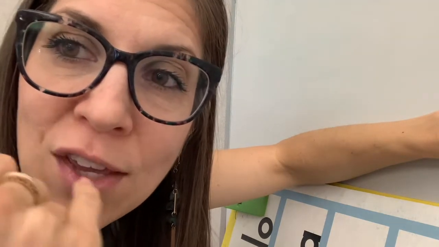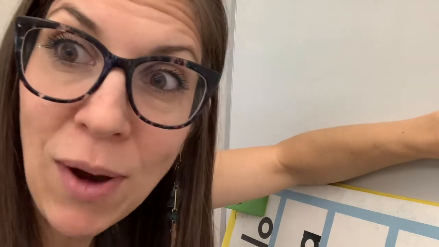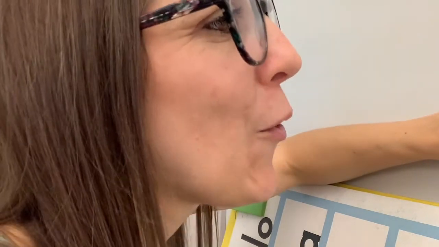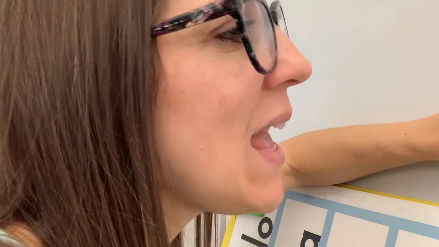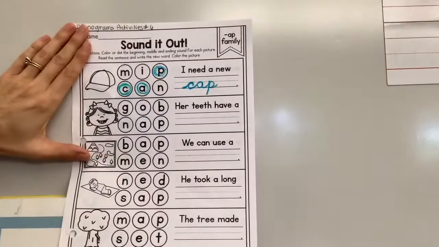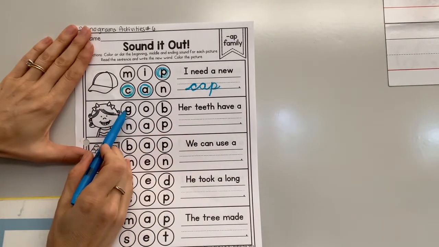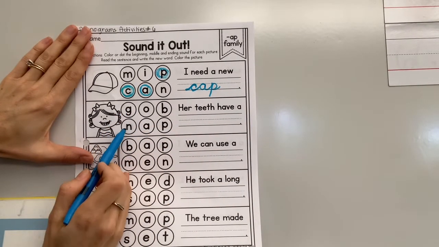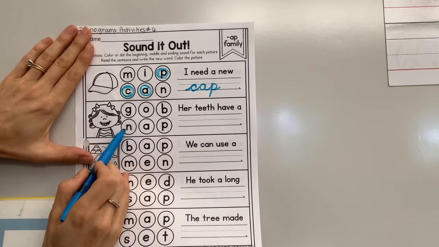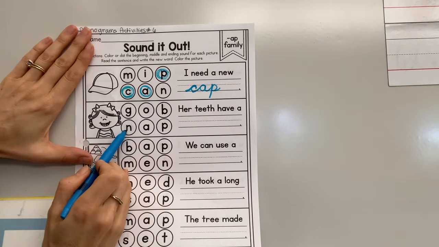You can put your finger through your mouth, through your teeth, right? Yeah. So her teeth have a gap. Her teeth have a gap. So let's put it back over here so you can see. All right, so is this the letter that says G? Or is this the letter that says G? Is it the G or the N?